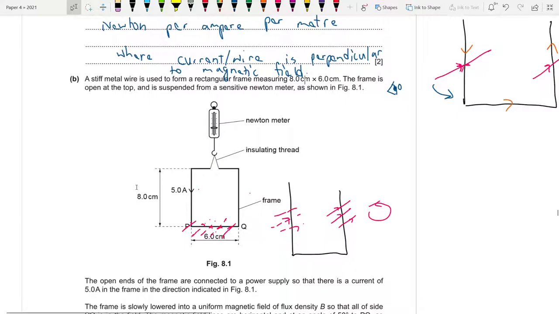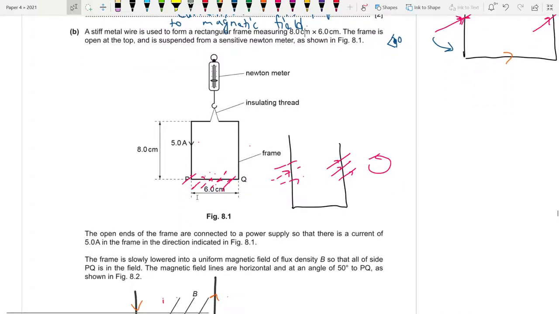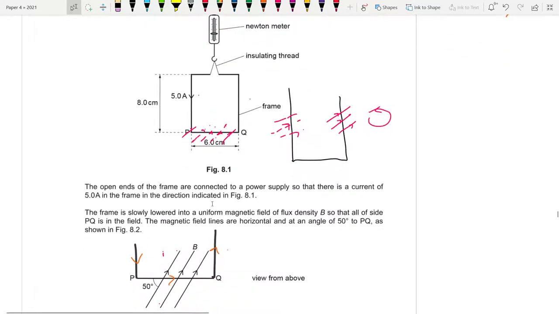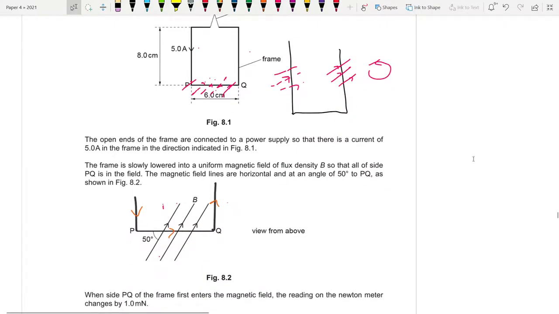Now, stiff metal wire is used to form a rectangular frame measuring 8x6 centimeters. The frame is open at the top and is suspended from a sensitive Newton meter as shown in figure 8.1. So current is flowing like this. This was quite a tough one when I did this at first. The open ends of the frame are connected to a power supply so that there is a current of 5 amperes flowing in the direction shown. The frame is slowly lowered into a uniform magnetic field of flux density B so that all of side PQ, the lower side, is in the field. The magnetic field lines are horizontal and at an angle of 50 degrees to PQ as shown in figure 8.2.